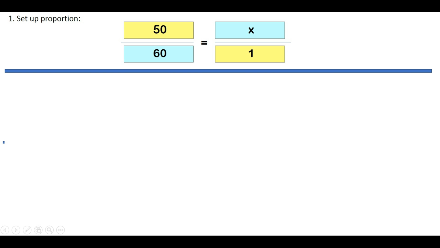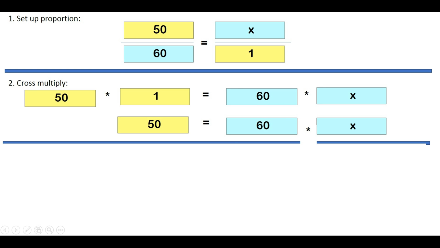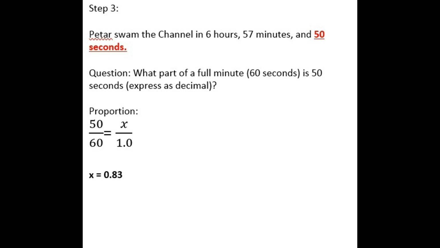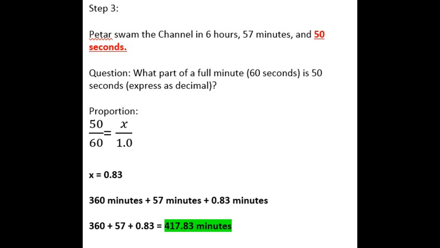We're converting this to a decimal because we need to have something to add to our whole numbers. So cross multiply. 50 times 1 equals 60 times x. Then we just have 50 equals 60 times x. We're going to isolate that variable. And yes, we're going to divide like we've been doing with equations. 0.83 equals x. You might get 0.83333 repeating, but it's just x equals 0.83. Now, what do we do with that? 360 minutes plus 57 minutes plus 0.83 minutes is going to give us our total number of minutes, 417.83 minutes. So now we've converted all that time into minutes.